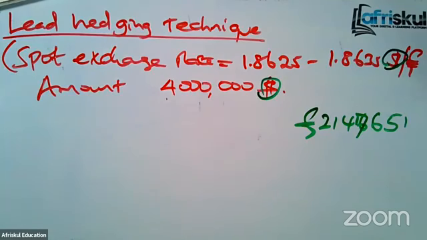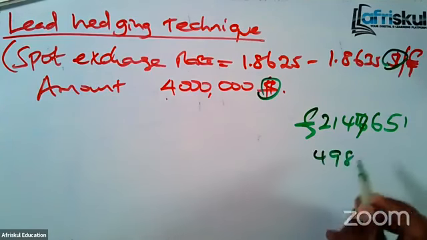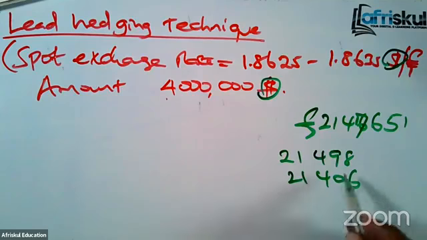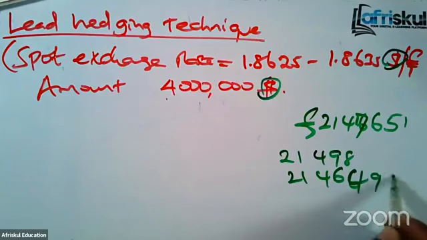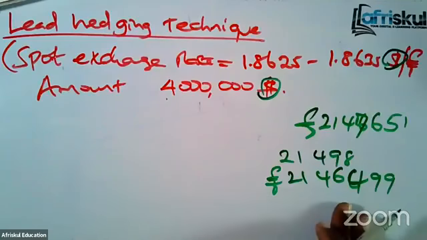How about you, Bashir? 2,146,498... 2,146,499. So according to Bashir, it is 2,146,499, eh?